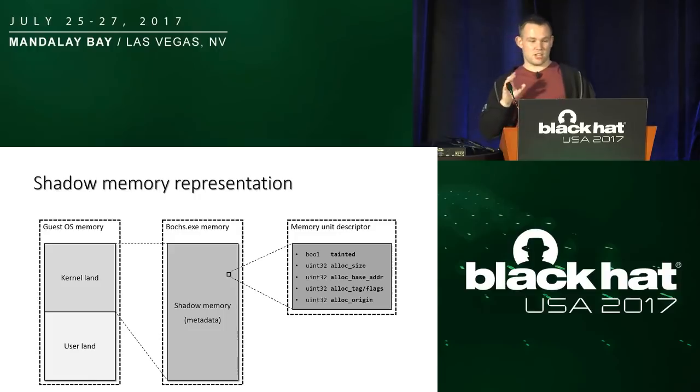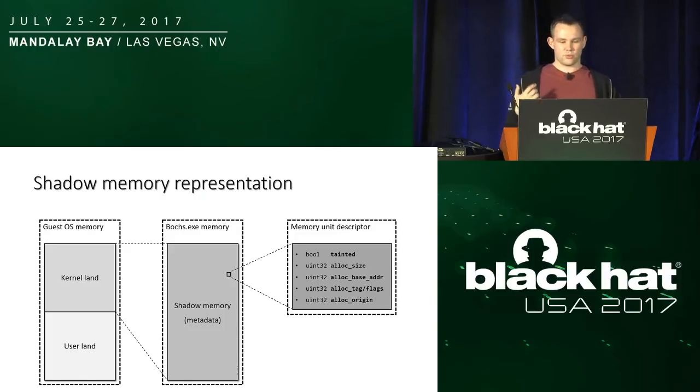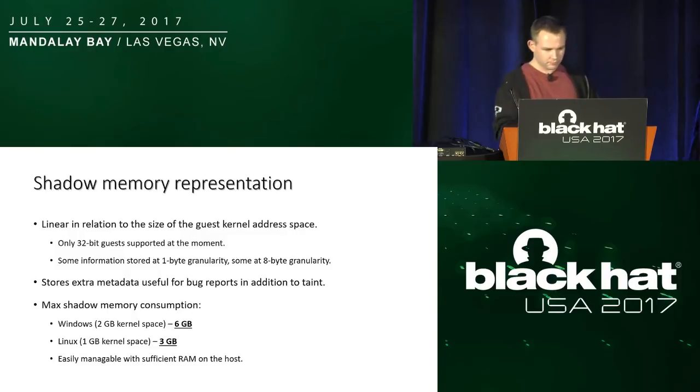Here you can see a representation of the shadow memory. So we have the guest OS memory divided into user land and kernel land. For every kernel land byte, we have a full mapping of the shadow memory corresponding to the kernel land, and then every memory unit is described by a few variables. Of course, we have the taint bit, but also we have information about what is the base address of the allocation that this byte belongs to. We have the information about where this byte was allocated in the kernel, and stuff like that.